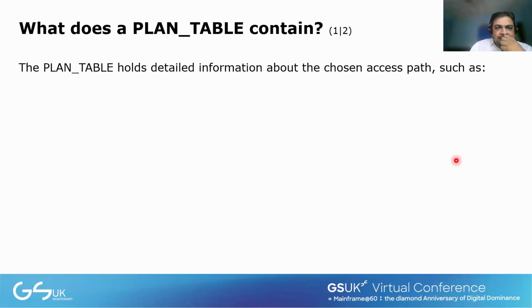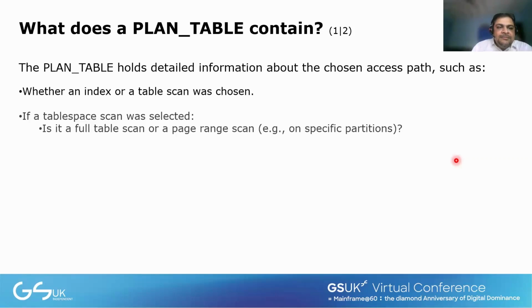So what does a plan table contain? As I said, it's a table. It has multiple columns, and based on those column values, you interpret the access path. It tells you whether an index scan or a table scan was used. If a table space scan was used, is it a full table space scan or a page range scan? It determines that.